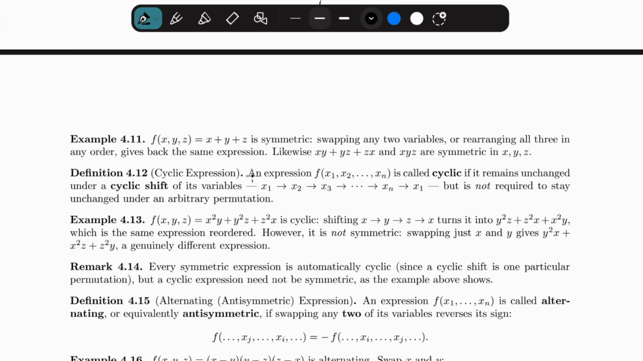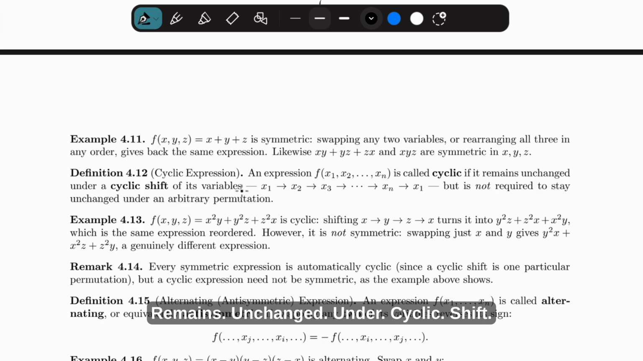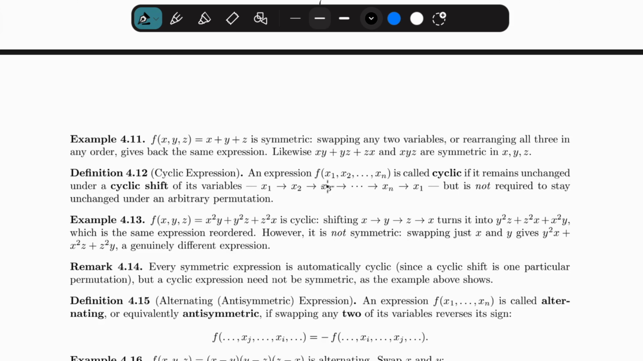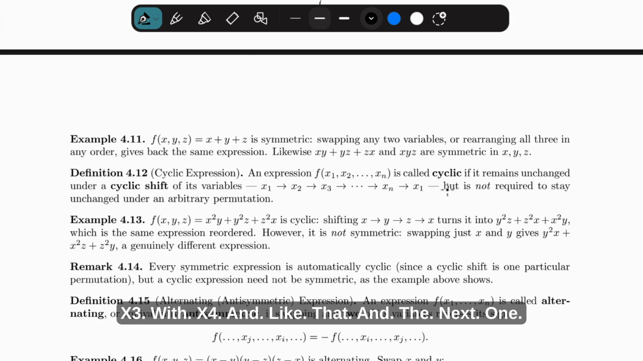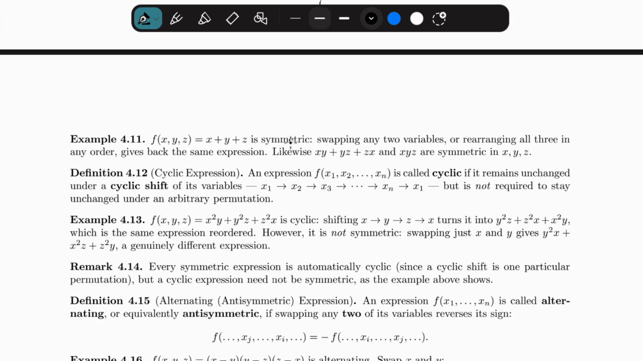Now move to cyclic expression. An expression is called cyclic if it remains unchanged under a cyclic shift. Cyclic shift means x1 with x2, x2 with x3, x3 with x4, and like that, and the last one goes again to x2. But it is not required to stay unchanged under an arbitrary permutation. We can't apply any order of permutation. It should be cyclic.